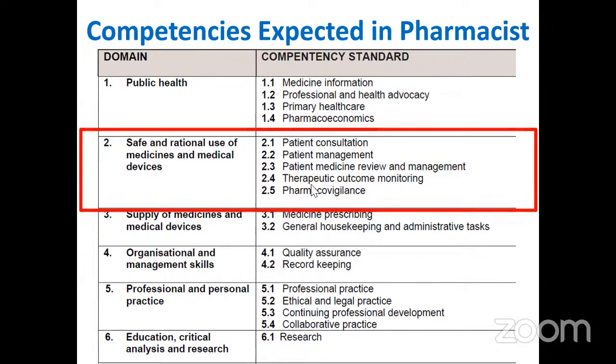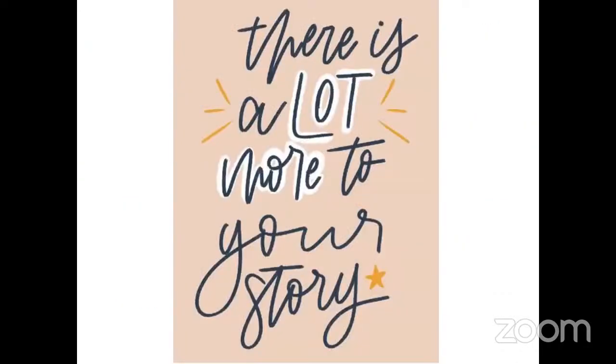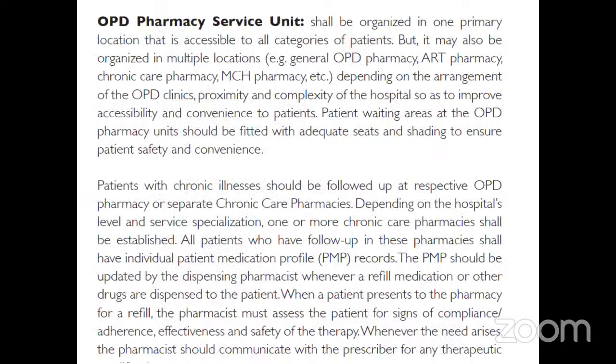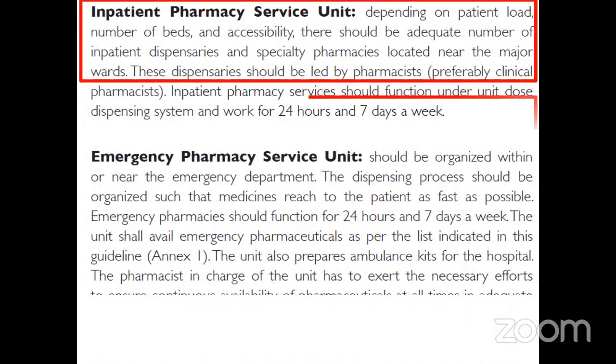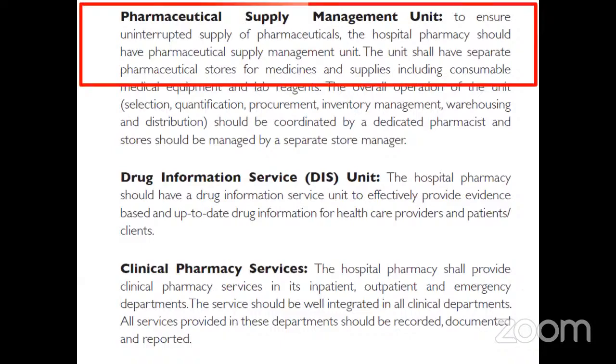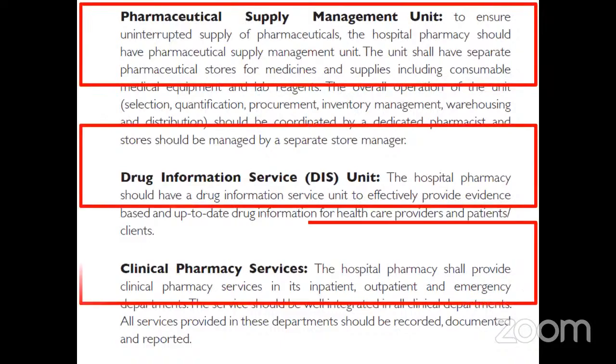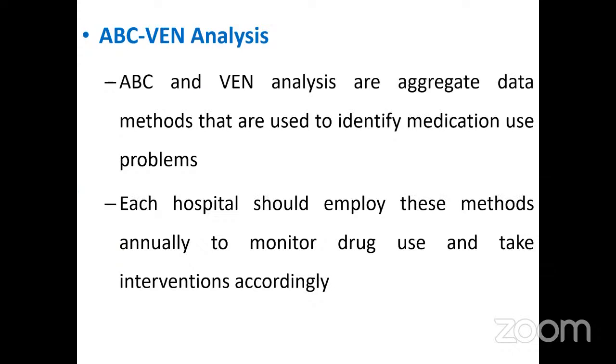So that's how the competencies have been given for a pharmacist in fields like public domain, safety, supply of medicine, organization, professional and personal practices, etc. And there is a lot more to your story. Your role is in OPD pharmacy, inpatient, emergency, pharmacy supply management, drug information unit, clinical pharmacy services, and making ABC and VEN analysis.